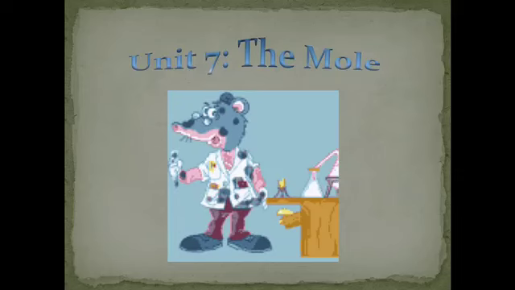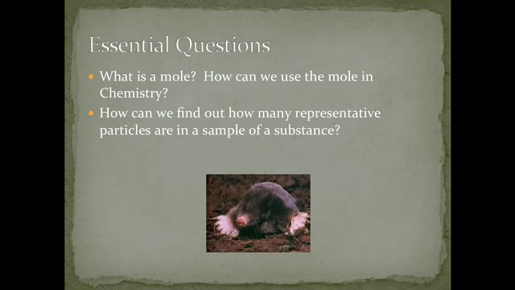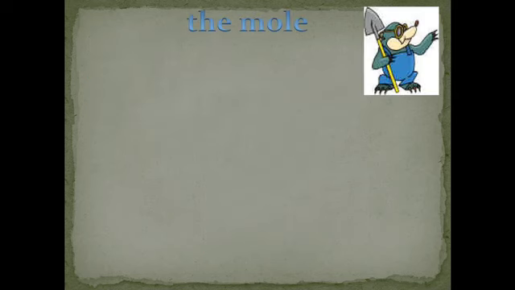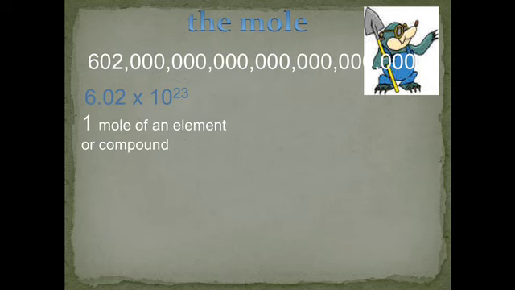This video goes with Unit 7, the mole. The essential questions are: what is a mole, how can we use the mole in chemistry, and how can we find out how many representative particles are in a sample of a substance? So the mole represents this number. It's a really big number, and we abbreviate it with scientific notation, 6.02 times 10 to the 23rd. You'll want to know that number by the end of this unit.